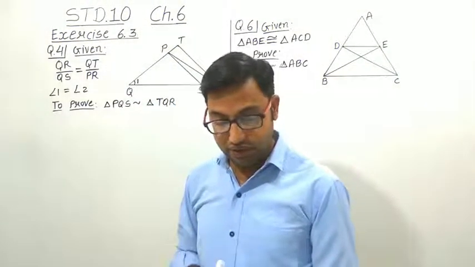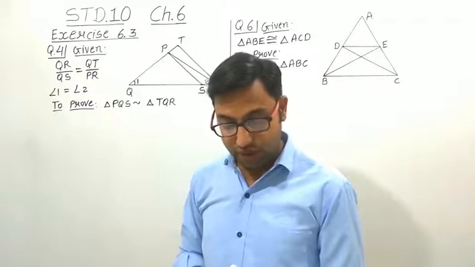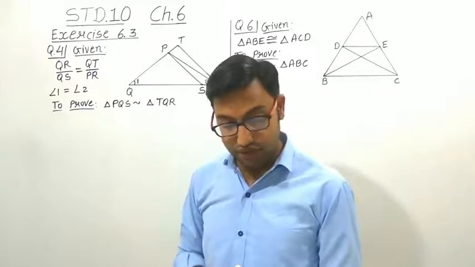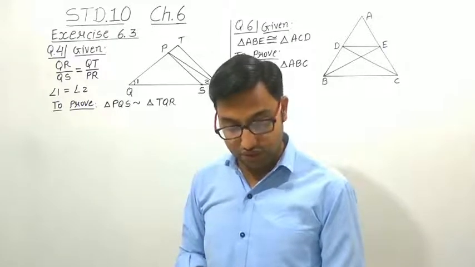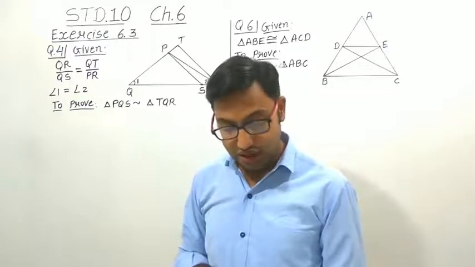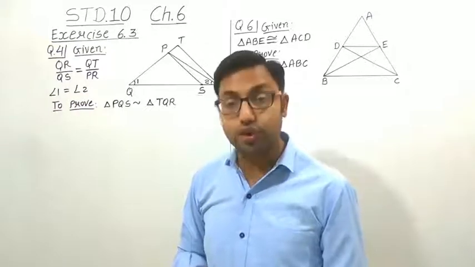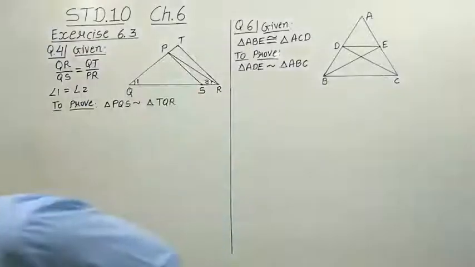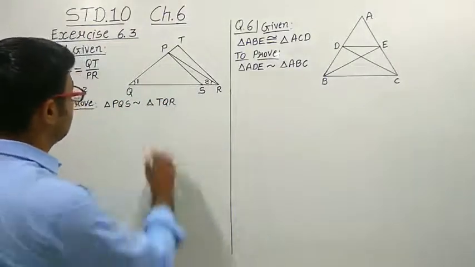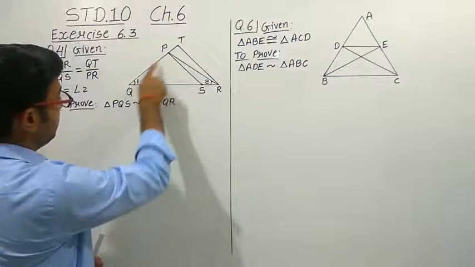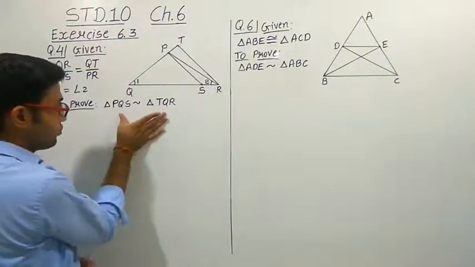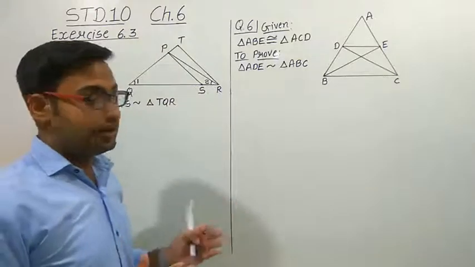here we have given a figure: QR upon QS is equal to QT upon PR, and angle 1 is equal to angle 2. So that triangle PQS is similar to triangle TQR. Here one diagram is given like this. Two triangles are there, PQS and TQR. We have to show that these two triangles are similar to each other.